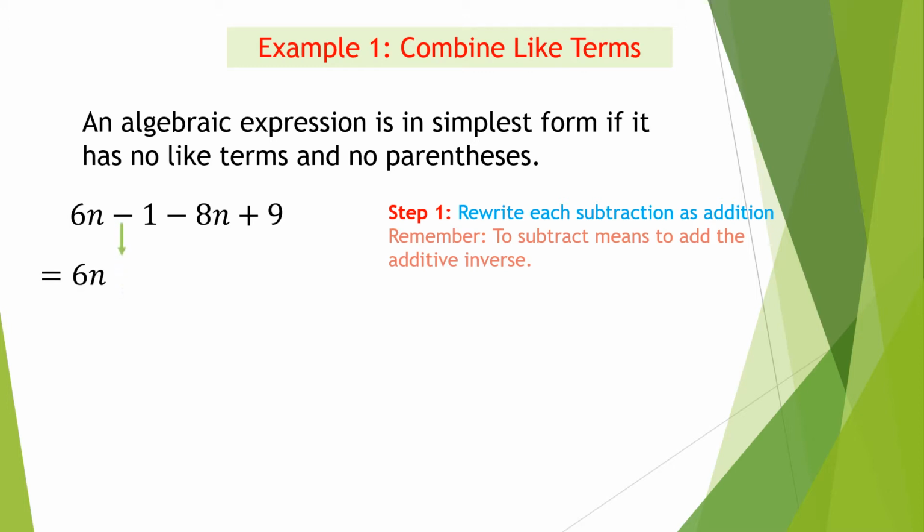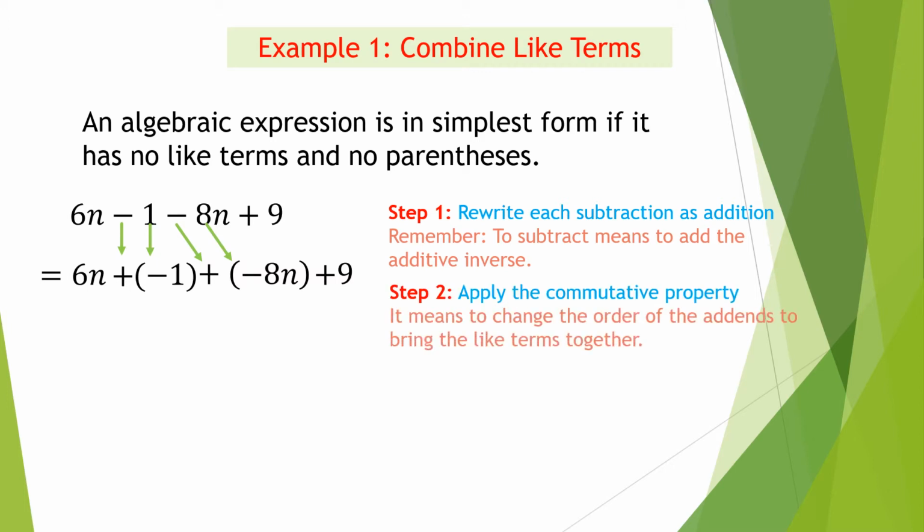6n plus negative 1 plus negative 8n plus 9. What did we do here? We rewrote each subtraction as addition. Step 2. Apply the commutative property.